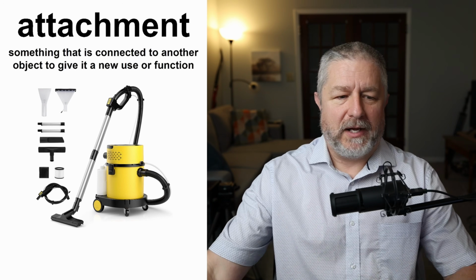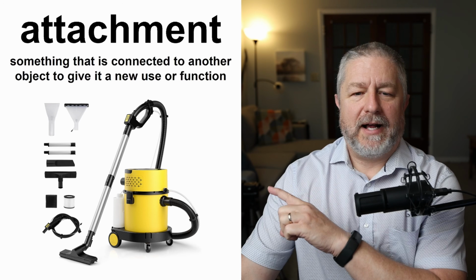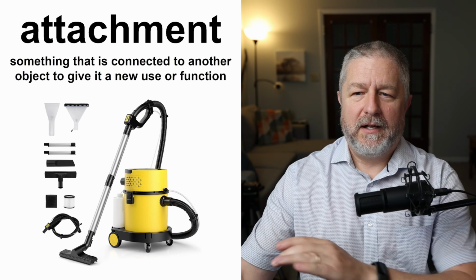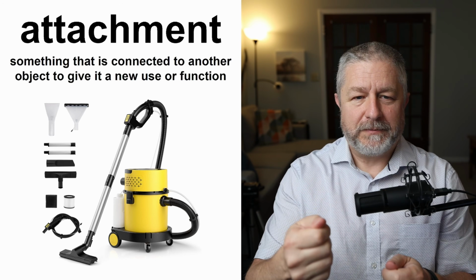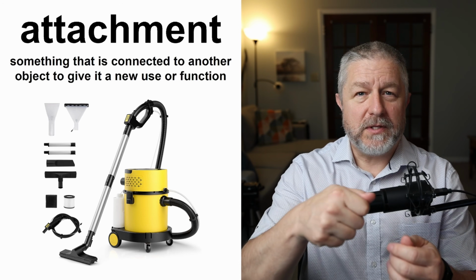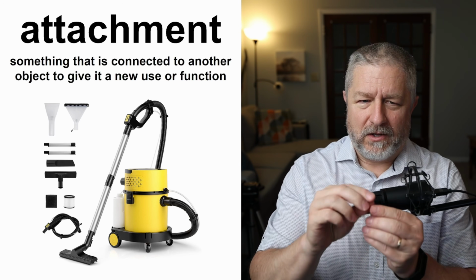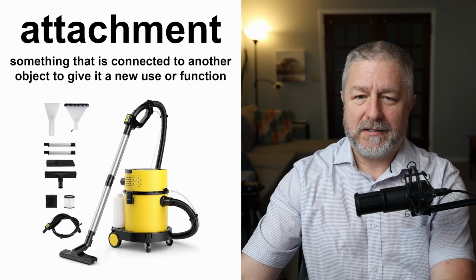The best example I could come up with for attachment was a vacuum cleaner. So a vacuum cleaner has a number of attachments that you can put on the end. I think there's a smaller attachment for vacuuming your couch or sofa. Or I think you can even use that in the car if you want to vacuum out your car. There's like a long, narrow attachment for getting into crevices and narrow spaces.